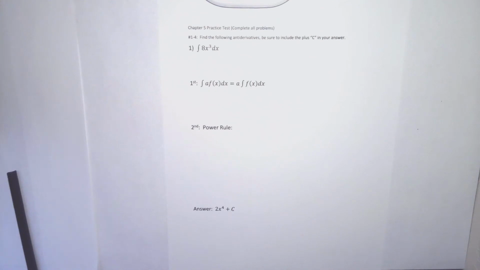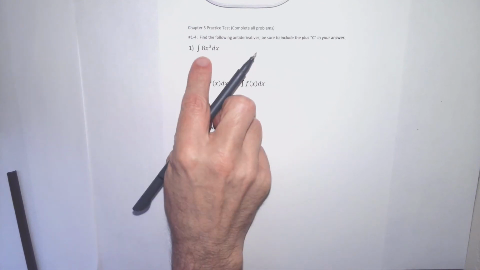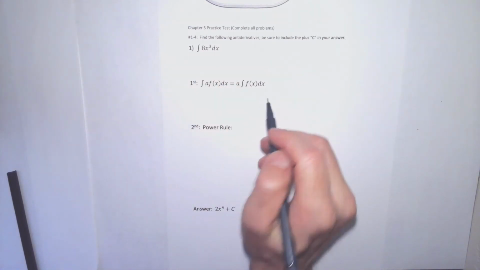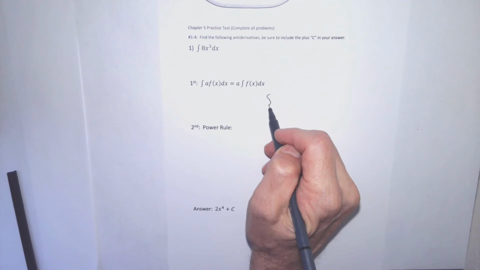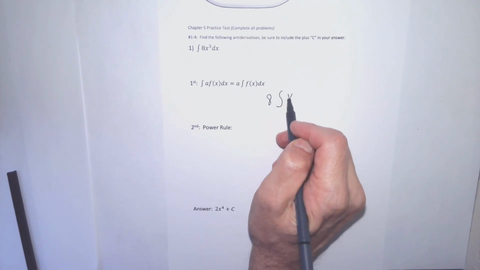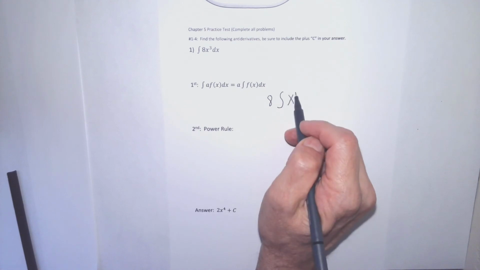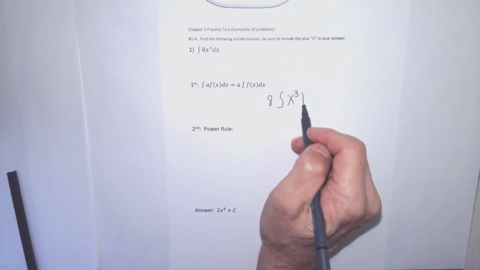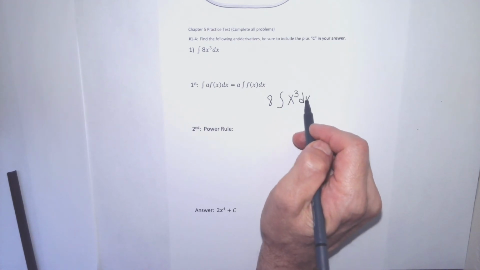So the first four problems really come out of section 5.1. They want me to do just some basic indefinite integrals, which means I need a plus c at the end. And this first integral of 8x cubed, I wrote down or typed up saying that the first thing I need to do is pass the 8 through the integral. That's what that rule that I have on the screen tells me that I'm allowed to do.